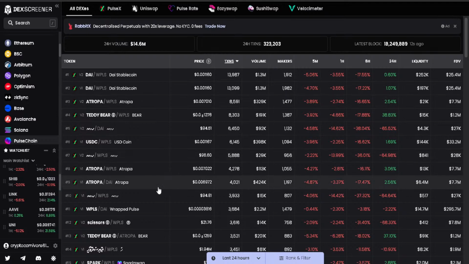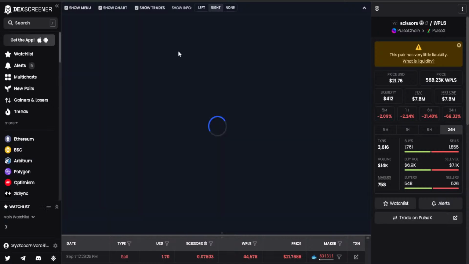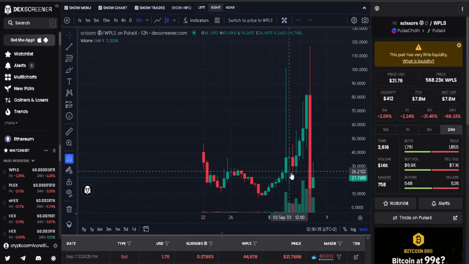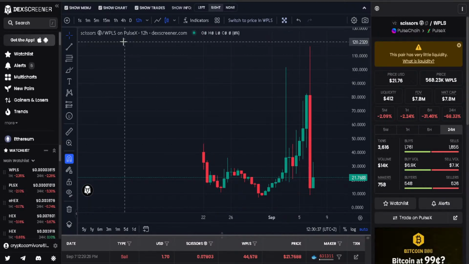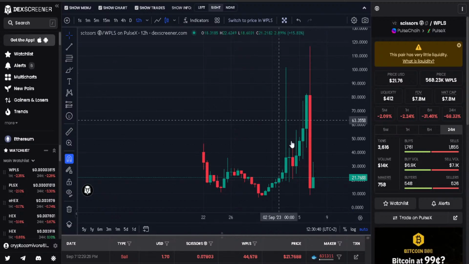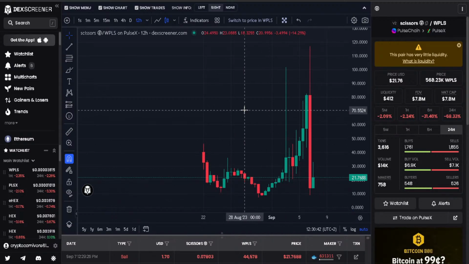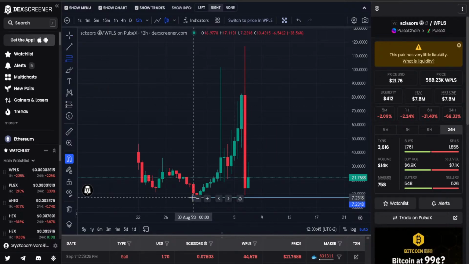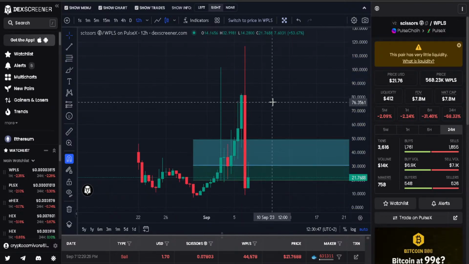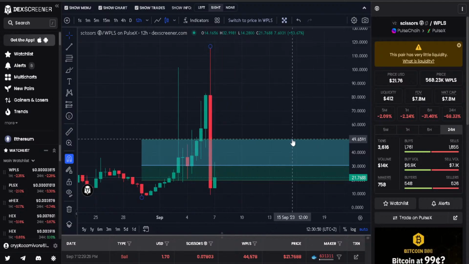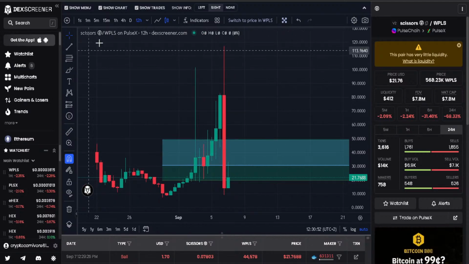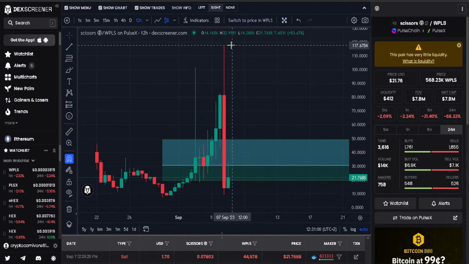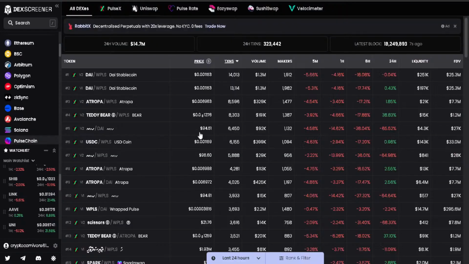I mean, there's lots of weird coins here. This scissors as well. Maybe this is also Atropa. Don't know. This has just been slammed down, it's starting to make higher lows. Does anyone know if this scissors is part of the Hydropa ecosystem? Oh, it's only 400 liquidity. I think this was a rug pull. Yeah, let's just ignore that.